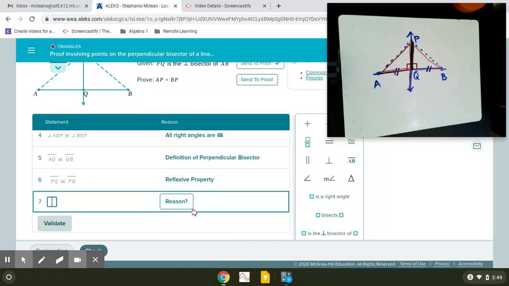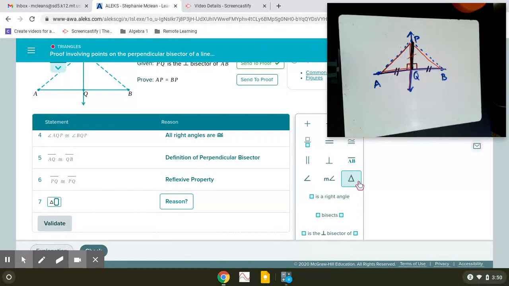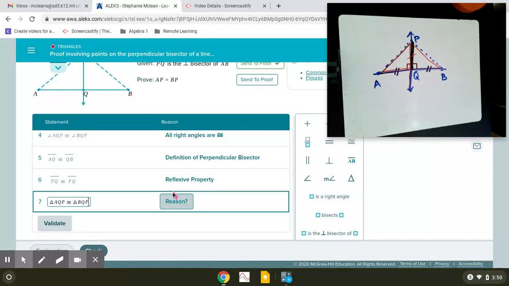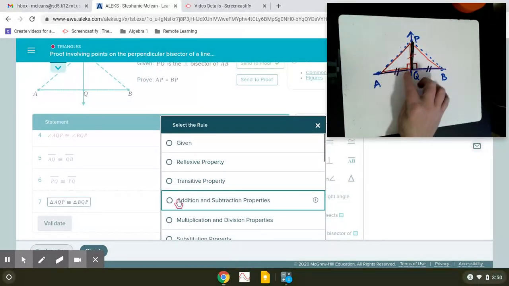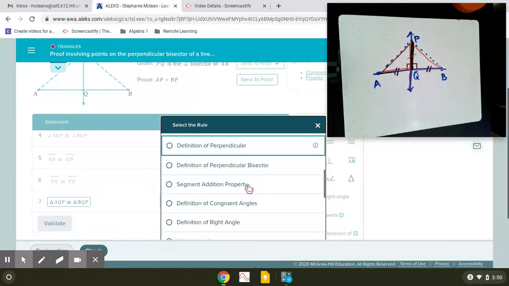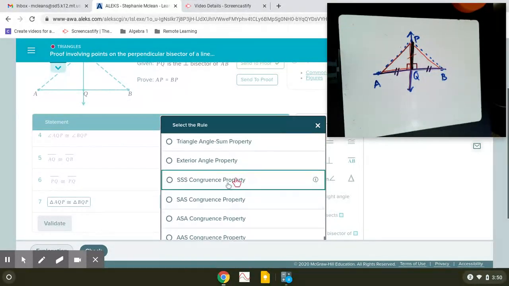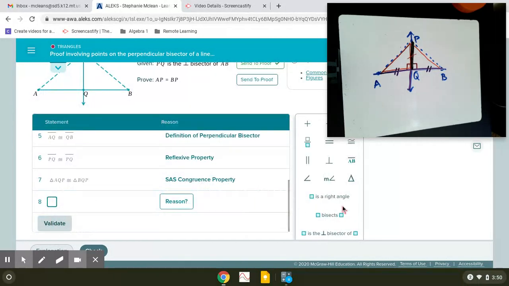All right, now we've done our three things to prove triangles are congruent. We have a side, then we have the angle, then we have another side. So there's our three things. So we say triangle AQP is congruent to triangle BQP. And that is, we have side, angle, side. Okay, side, angle, side. Validate.